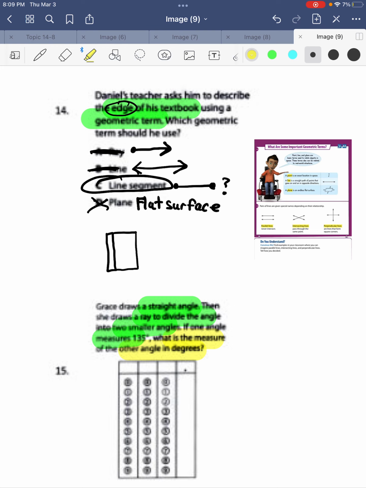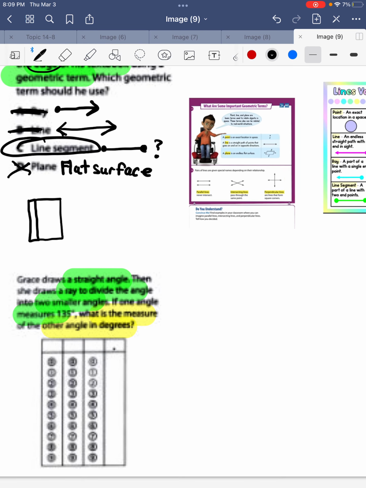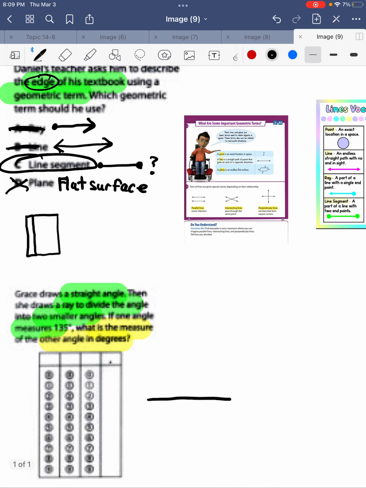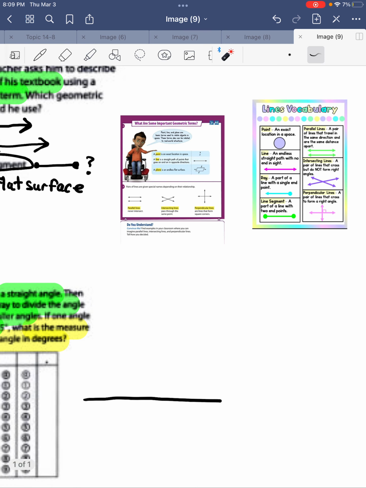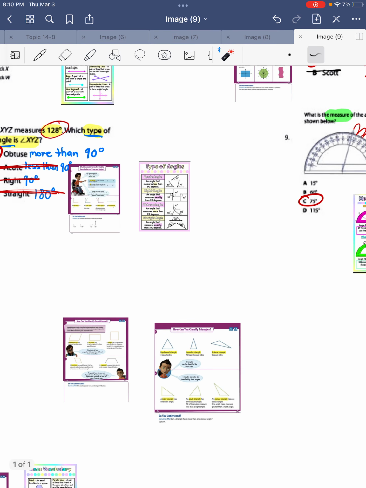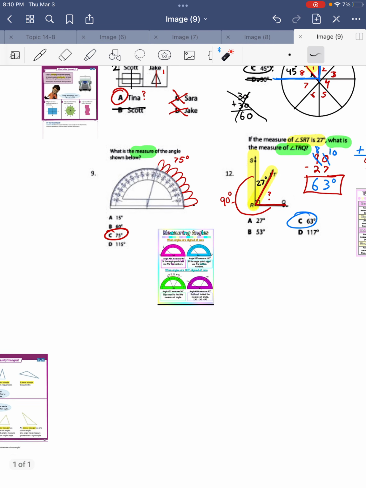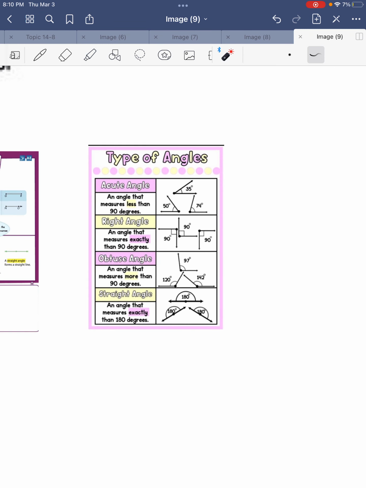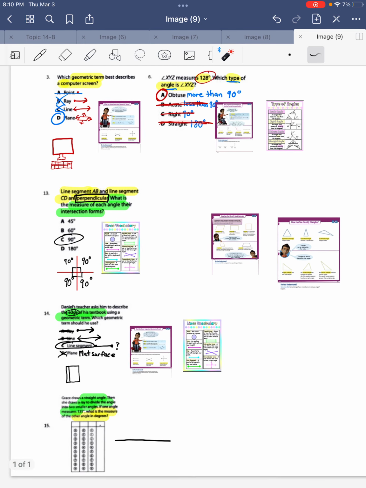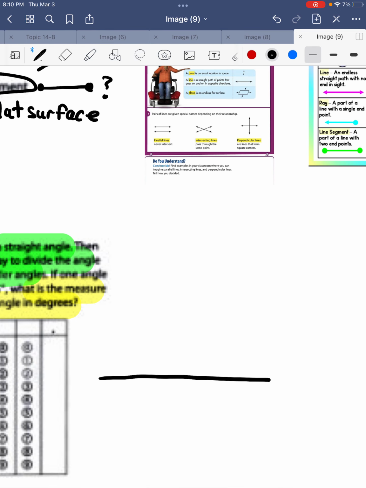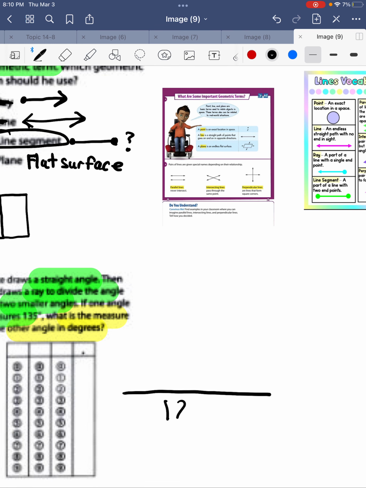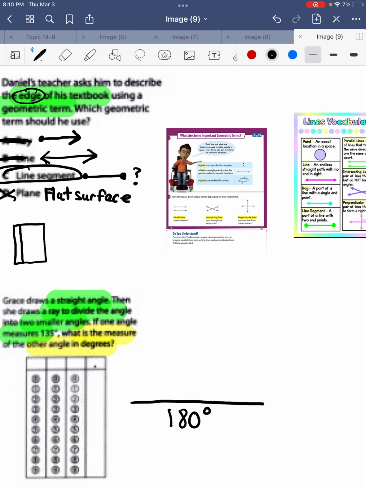So, Grace draws a straight line, a straight angle. I'm going to draw my straight line. We should know a straight angle has an exact measurement. Here it is: a straight angle measures exactly 180 degrees. So before I do anything else, I'm going to put here, this is 180 degrees. That's my straight line.